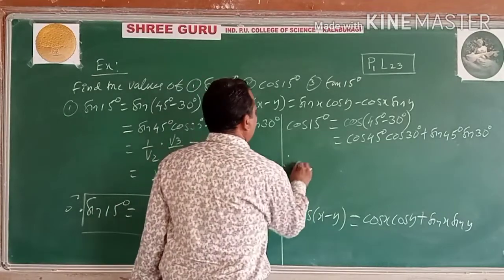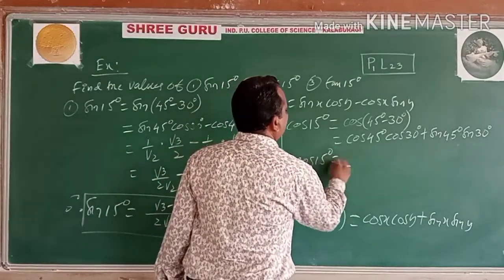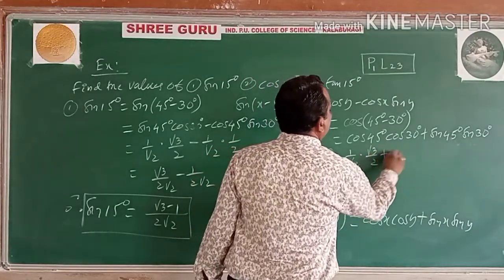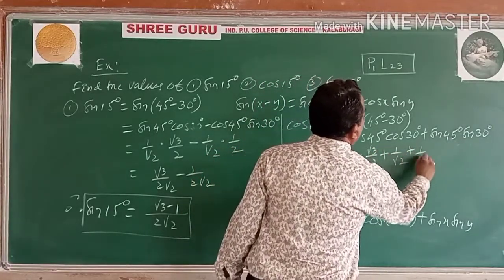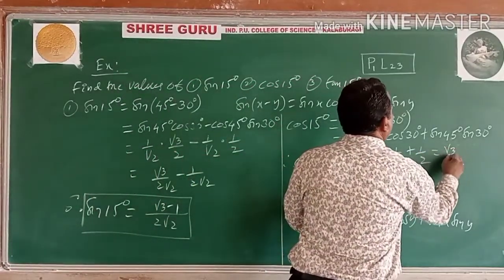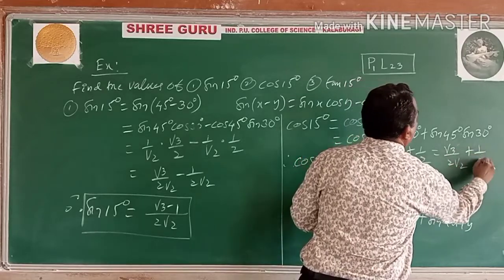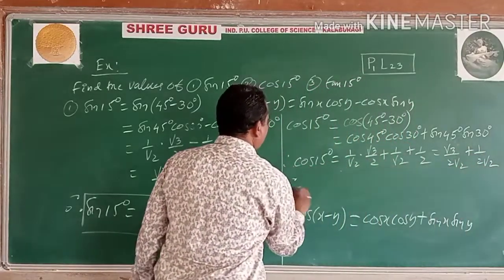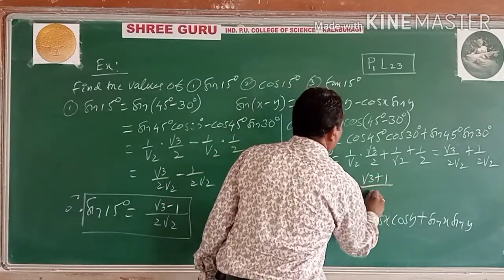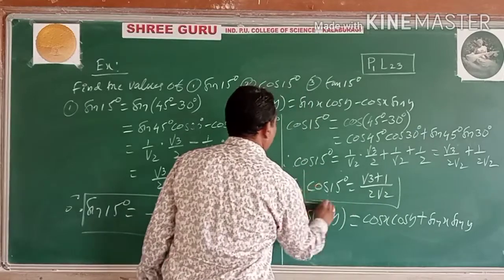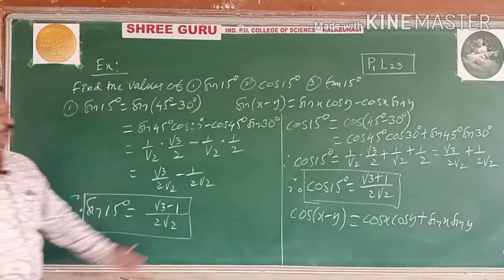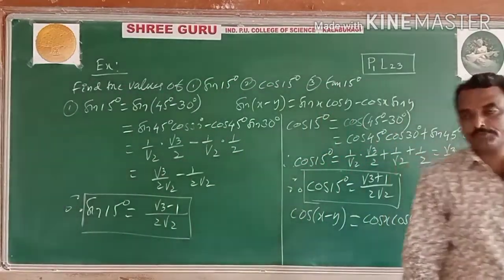So therefore cos of 15 degree is equal to, what is cos 45? 1 by root 2. Cos 30 is root 3 by 2, sin 45 is 1 by root 2, sin 30 is 1 by 2. Simplify this one. It becomes root 3 by 2 root 2 plus 1 by 2 root 2. So therefore cos 15 degree is equal to root 3 plus 1 divided by 2 root 2. This is the cos 15 degree value, friends.